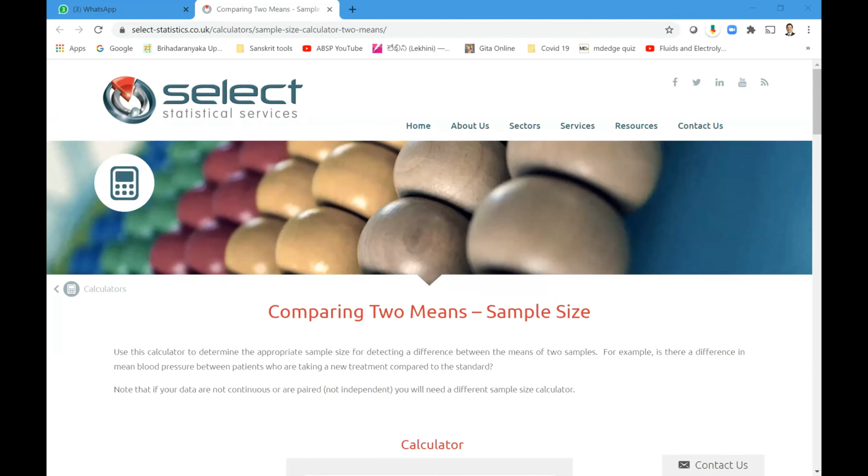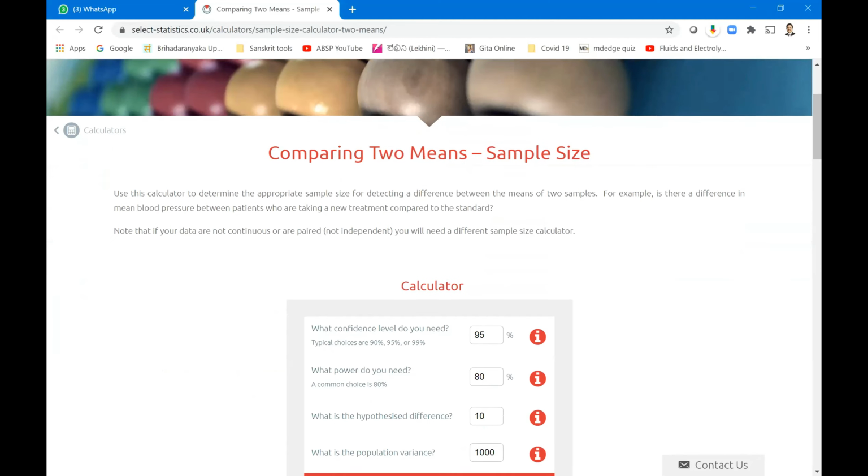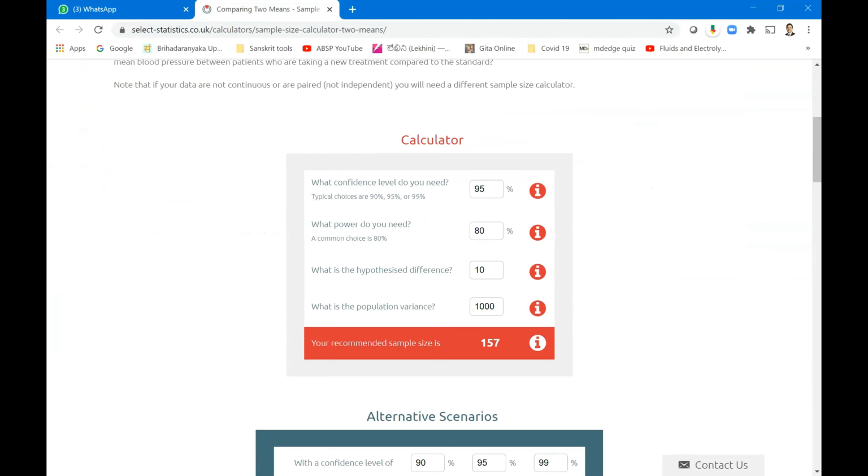So let me enter this website. The other day I haven't shown you. I'll enter that website and I will share that for you. So we are interested in what? Proportion or mean? We are interested in the mean only, isn't it? So we must take the calculator for comparing the two means. What is the sample size? So it is asking me to give the difference.